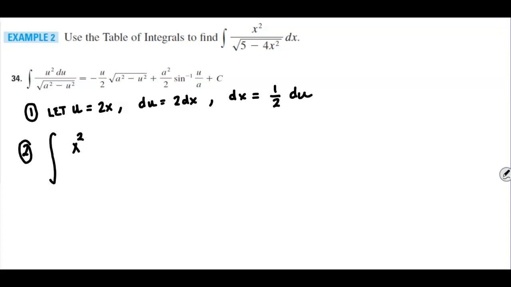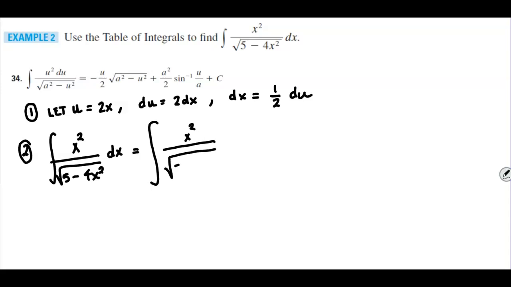we have x squared over the square root of 5 minus 4x squared dx. Now, if we break this down a little further, again, we have x squared all over the square root of 5 minus, well, what do you have to square to get 4x squared? Well, that's going to be 2x. And then what would you have to square to get 5? Well, that would be the square root of 5.